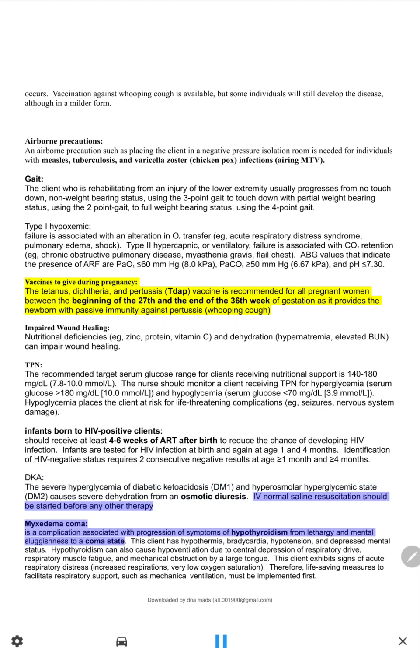Myxedema coma is a complication associated with progression of symptoms of hypothyroidism from lethargy and mental sluggishness to a coma state. This client has hypothermia, bradycardia, hypotension, and depressed mental status.